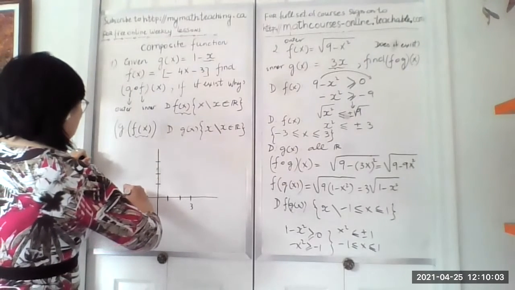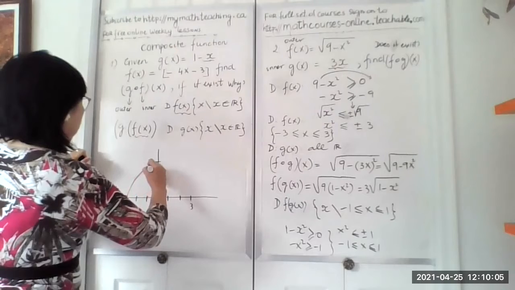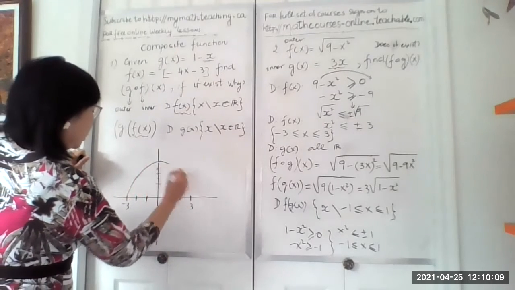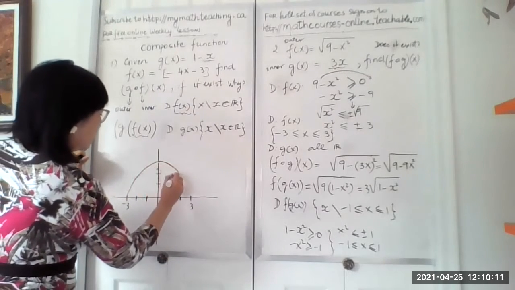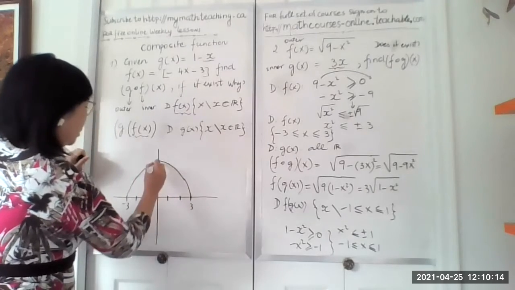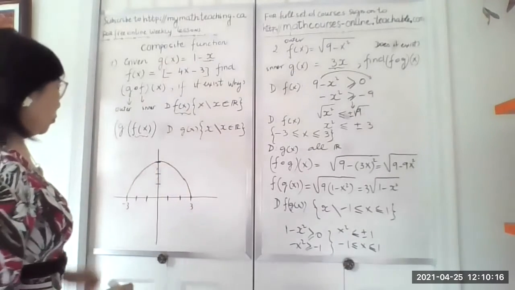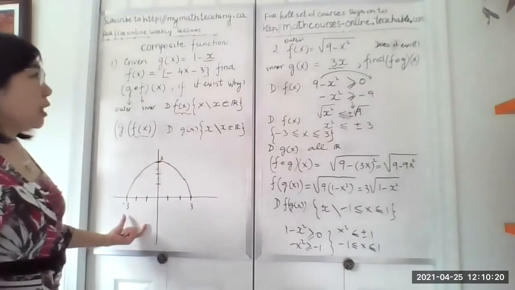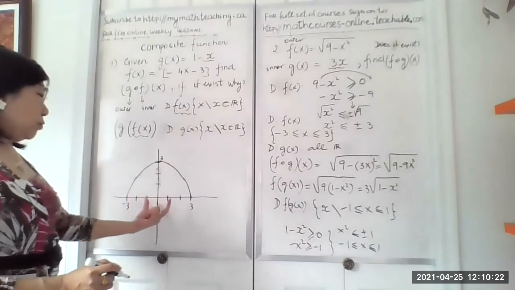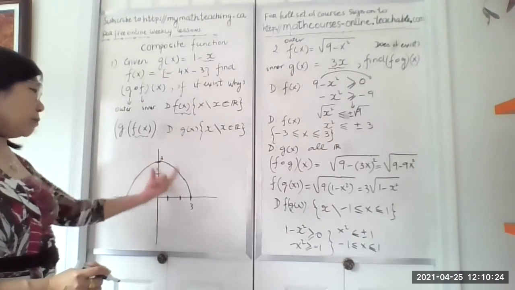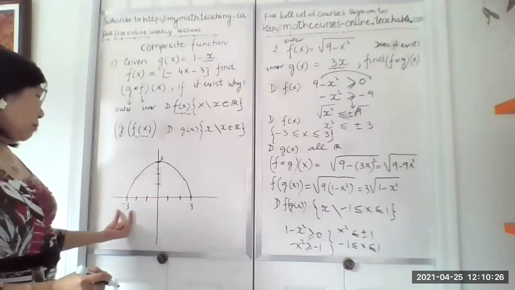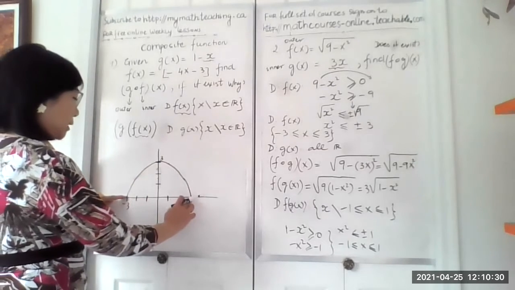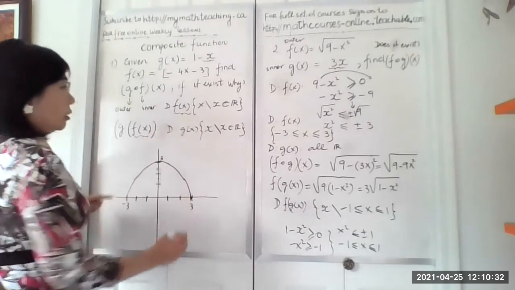So this is the function f of x. This is the outer function. Yes, this is the shape of the outer function. This is the half circle, and this is y equal 3. So now you see that the domain of this half circle is restricted between -3 less than x less than 3.